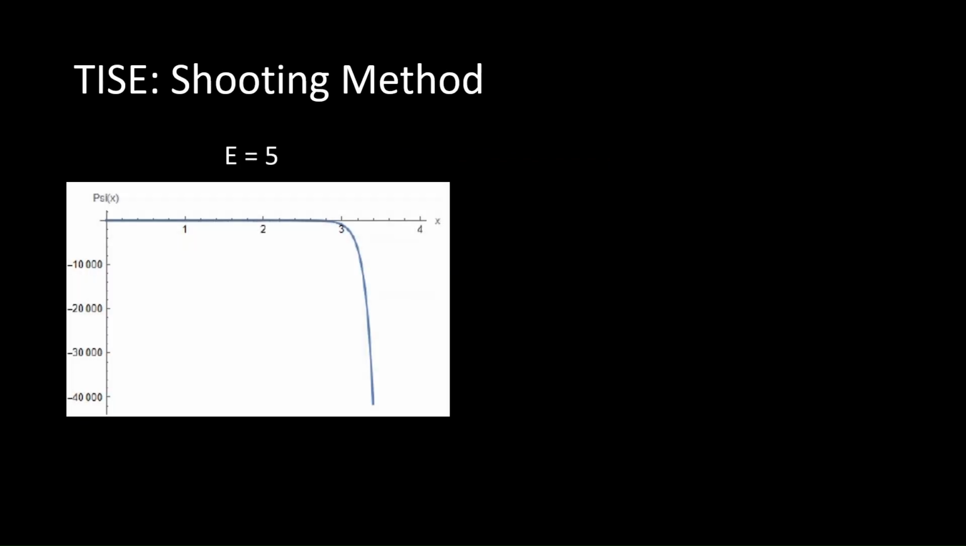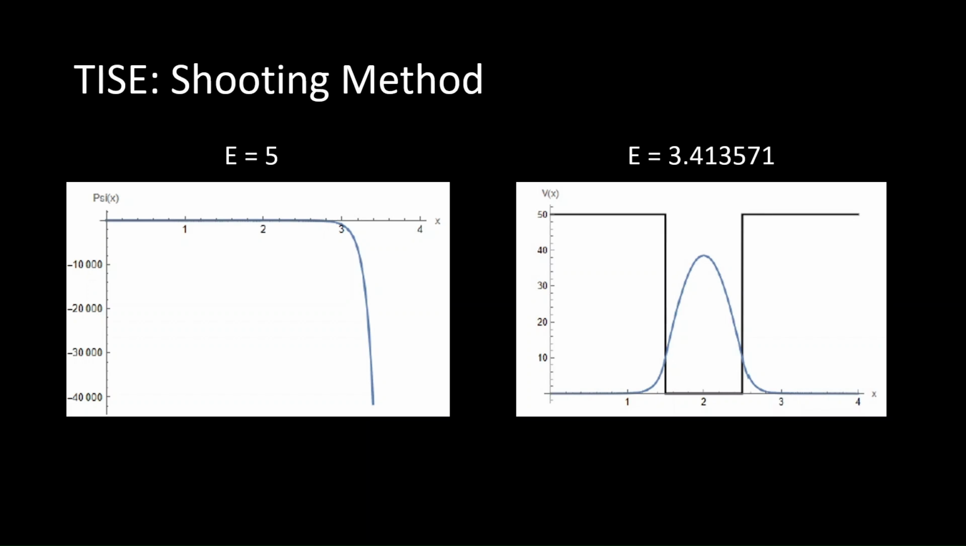When we guess E equals 5, we get the following wave function. Note how it instead blows up exponentially in the forbidden region. After many such guesses, we iteratively converge on E equals 3.413571 for the first energy state, as shown by the smooth wave function, which exponentially decays outside of the potential well. This method is known as the shooting method, as we are taking shots in the dark when guessing for values of E. Thus, we need to develop a more robust method.